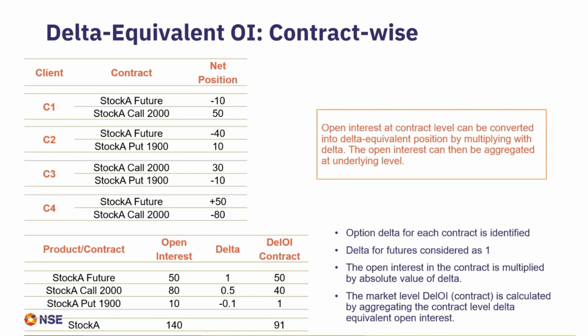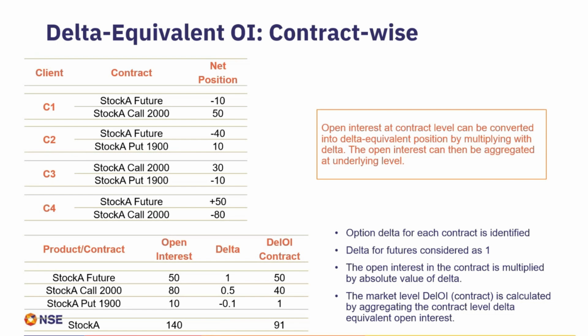Like I mentioned, there are two types of delta equivalent open interest that we publish. One is based on contract and one is based on portfolio. Here I have taken an example where there are four clients, C1, C2, C3, and C4. This works the same for stocks as well as for indices. Here I have taken an example of a stock.